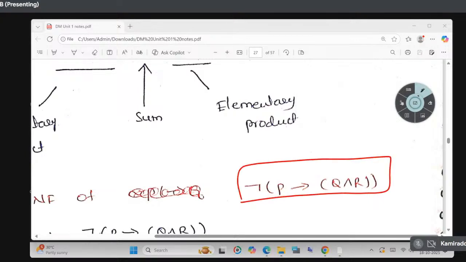Negation of P implies Q and R. So which value we have to modify? What is the value that we need to change?